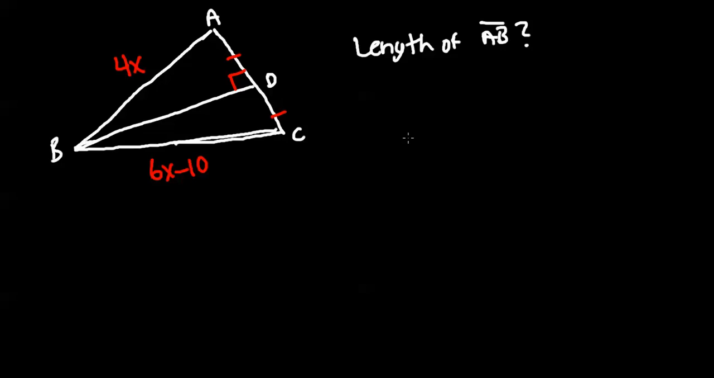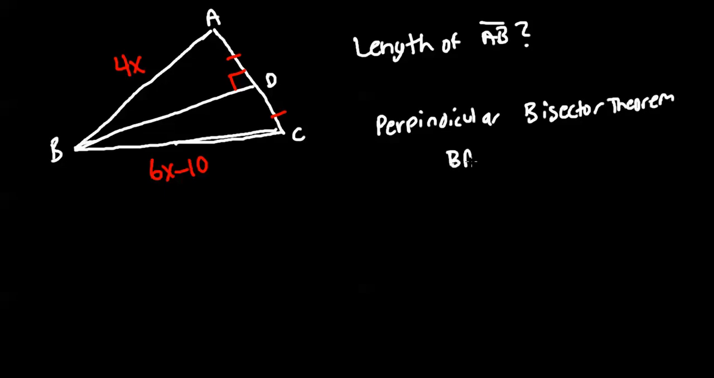Now we're going to look at an example of using the perpendicular bisector theorem. Here in our diagram, we can see that line BD is the perpendicular bisector of line AC. So B is equidistant from A and C. So we can go ahead and use the perpendicular bisector theorem to say that BA equals BC. And then we can go ahead and substitute the values that they've given us. So BA is going to equal 4x, and then BC is going to equal 6x minus 10.